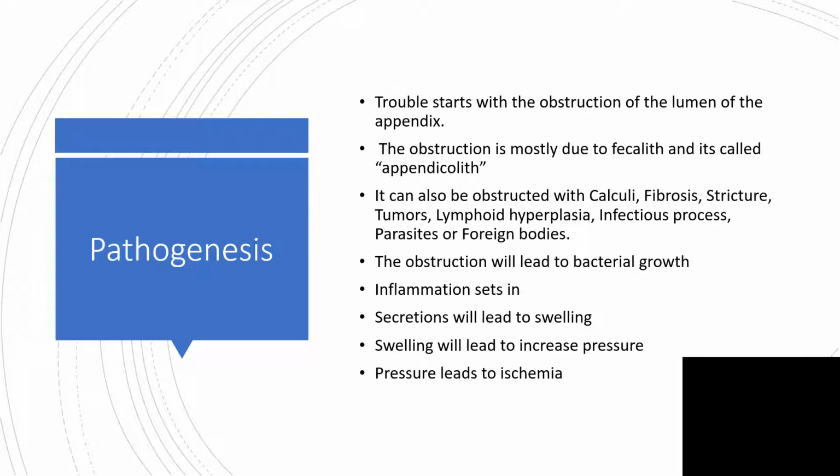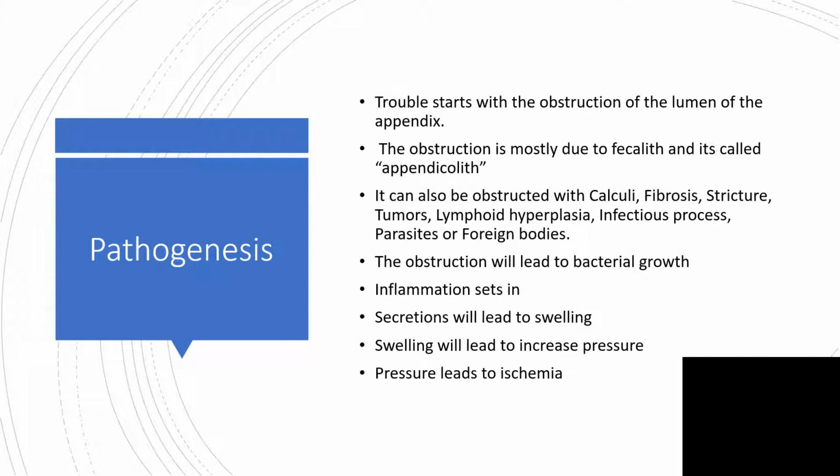The trouble will start with the obstruction of the lumen of the appendix. The obstruction is mostly due to fecolith and is called appendicolith. It can also be obstructed with calculi, that is stones, or fibrosis, stricture, tumors, lymphoid hyperplasia, infectious process, parasites, or foreign bodies. You can see a large number of items here.